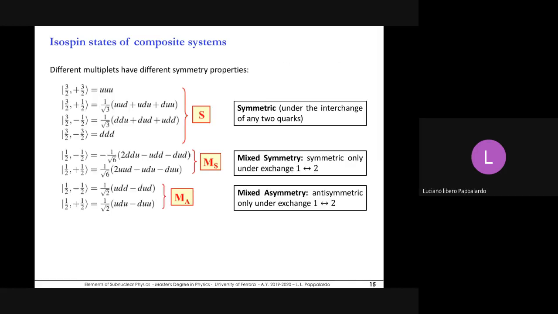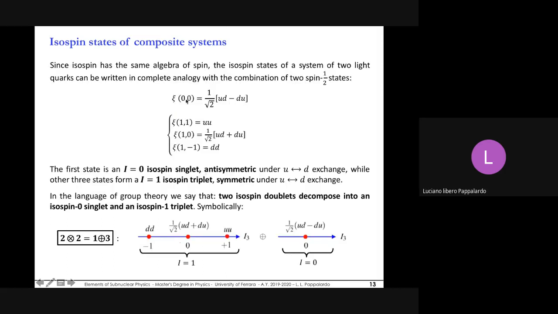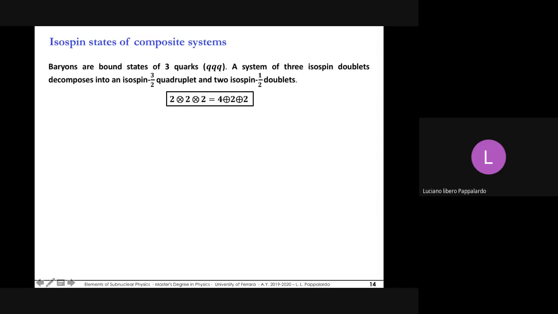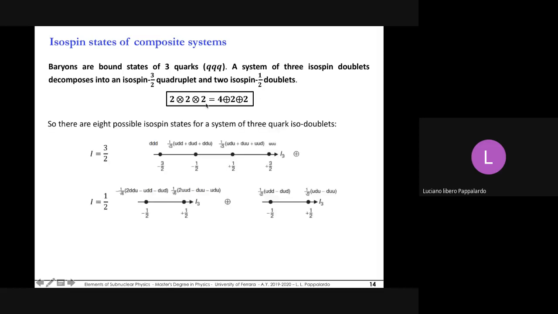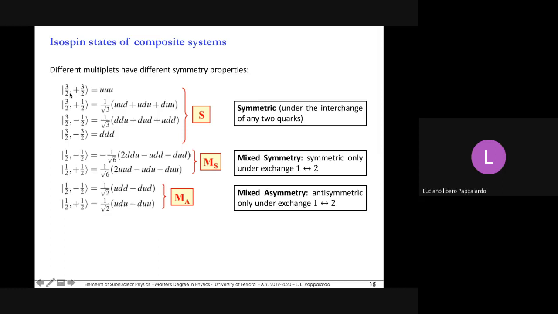What about now the symmetry properties of these states? They are different. As we've seen before, if you combine two quark doublets, you get a singlet which is completely antisymmetric and a triplet which is completely symmetric for exchange of up and down. What about now these more complicated states of the baryons? In this case, it turns out that the quadruplet state is completely symmetric under interchange of any two quarks. You can just try yourself. But the two doublets are either in a mixed symmetry or in a mixed antisymmetry case.